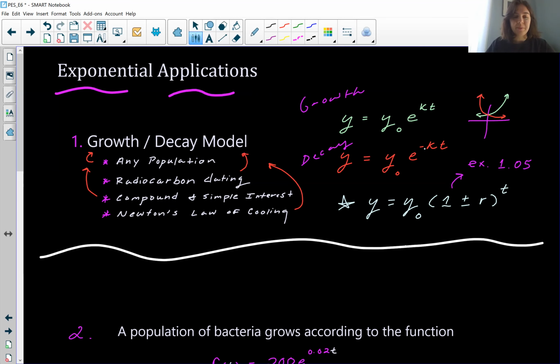All right, and so some examples of exponential growth would be really any population is typically going to grow exponentially. And compound and simple interest, I'm not going to do any examples with that because I personally find finance kind of boring, but you've probably seen that before. And some decay models would be radiocarbon dating, Newton's law of cooling, which you will maybe not see in the pre-cal class. So those are some common examples. Oh, also radiocarbon dating is a decay model, and we're going to do an example of that.